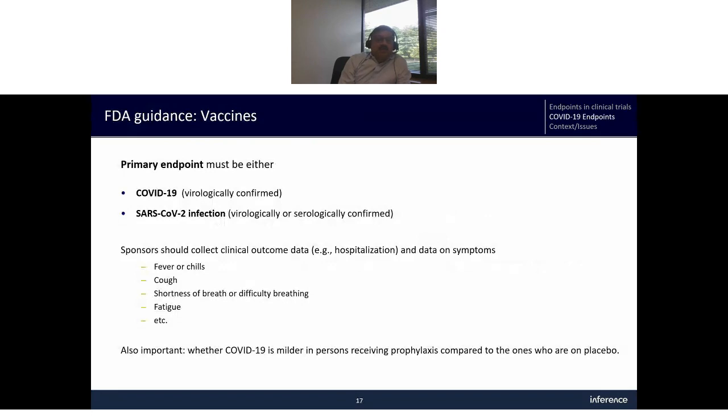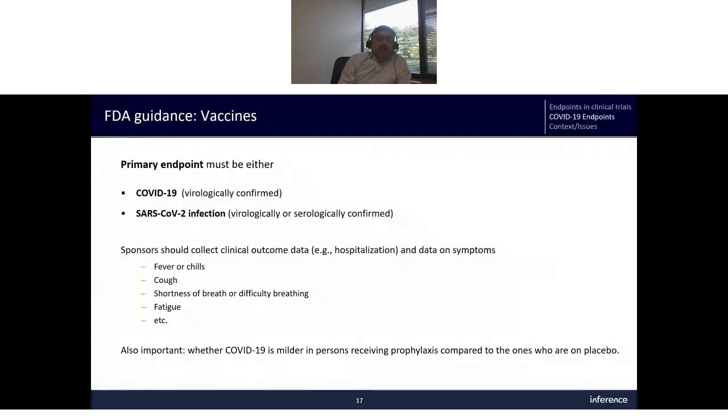Now, let's talk about vaccines in a couple of slides. For vaccines, right now, the guideline is that the primary endpoint could be either the disease itself, which is COVID-19, or the virus infection. So either one could be acceptable. If it is COVID-19, then it has to be confirmed by virology, which basically means the presence of virus, measured directly through a PCR assay or something like that. Whereas the infection could be either virologically or serologically confirmed, so it could be detected through antigens or antibodies.